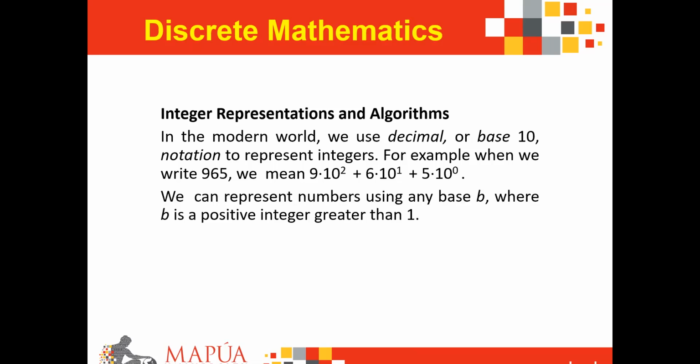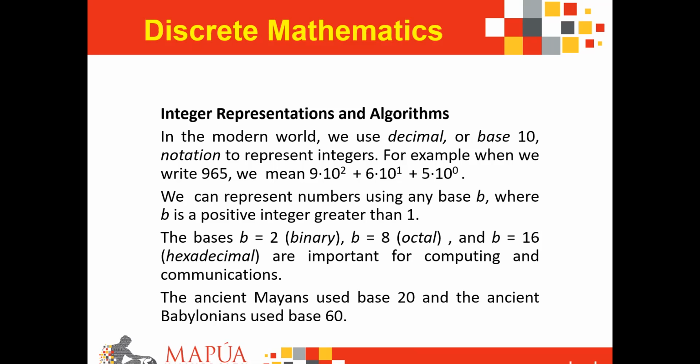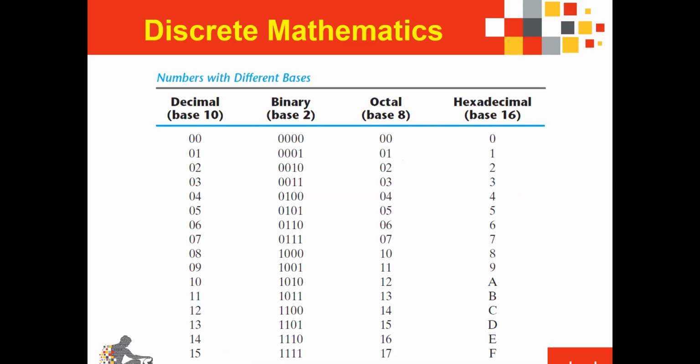We can represent integers using any base b, where b is a positive integer that is usually greater than 1. The common bases that are often seen on computers and communication are base 2, which is binary, base 8, which is octal, and base 16, which is hexadecimal. The ancient Mayans actually used base 20, and the ancient Babylonians actually used base 60. These are the different numbers with their corresponding different bases. Therefore, these particular values would be equivalent to the same amount, but in a different base.